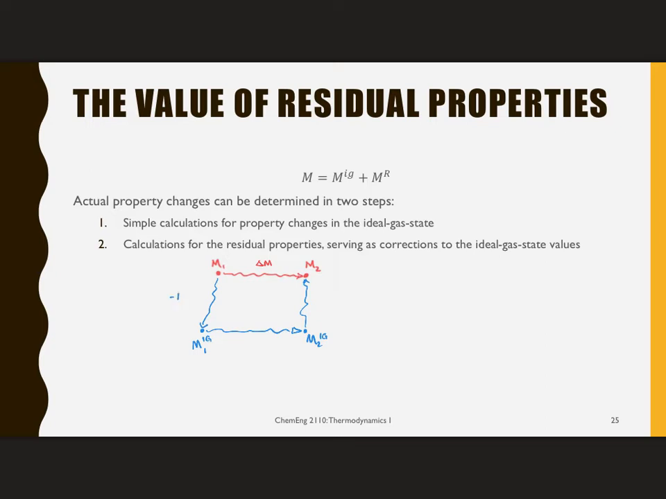This change from M1 to M1 as an ideal gas is the negative of M1 residual. This change from M2 ideal gas to M2 is M2 residual. And the change from M1 to M2 as an ideal gas is just delta M for the ideal gas state. And this process could be as complex as we want. Therefore, delta M is going to be delta M for the ideal gas plus delta M for my residuals.